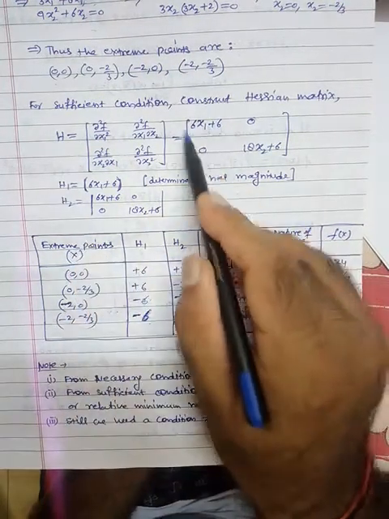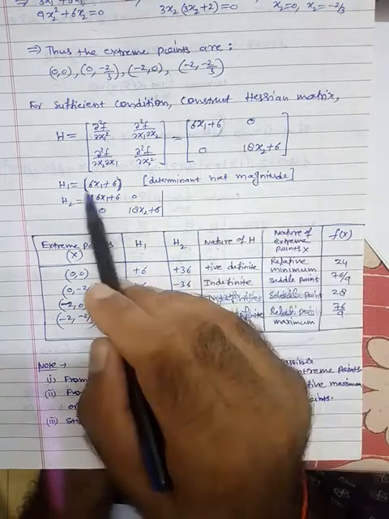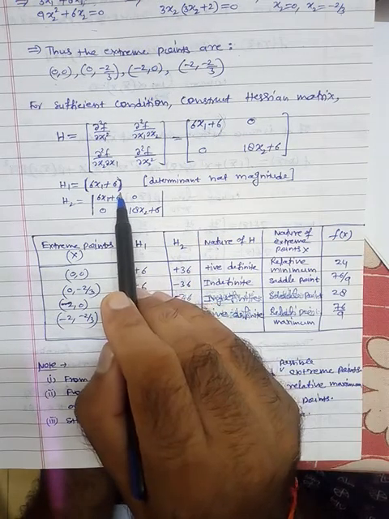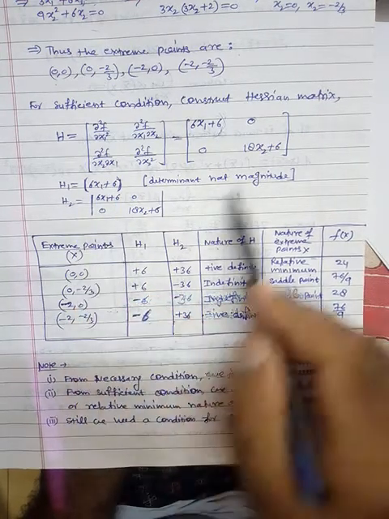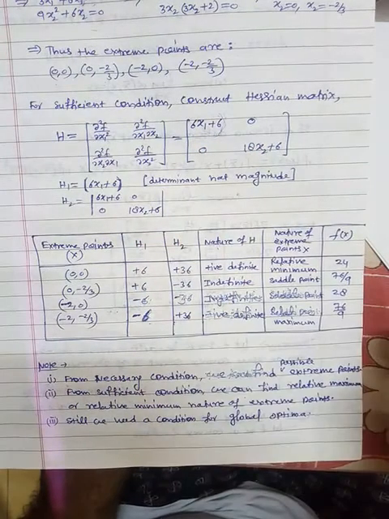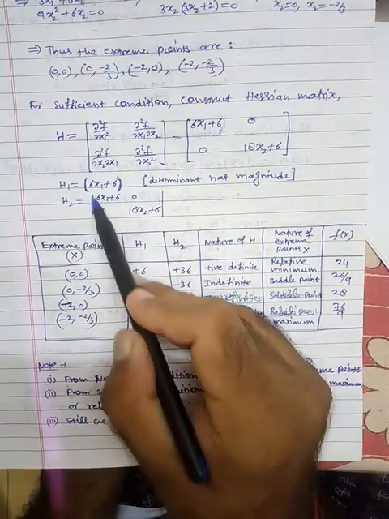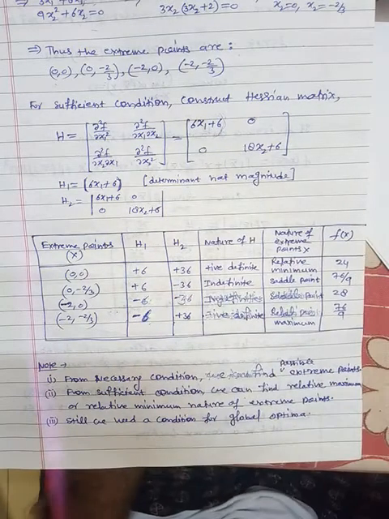Now what is h1 or d1? This can be written as d1, the first order minor, which is 6x1 plus 6. Then h2 is basically the determinant, not the magnitude. So h2 is the second order minor.